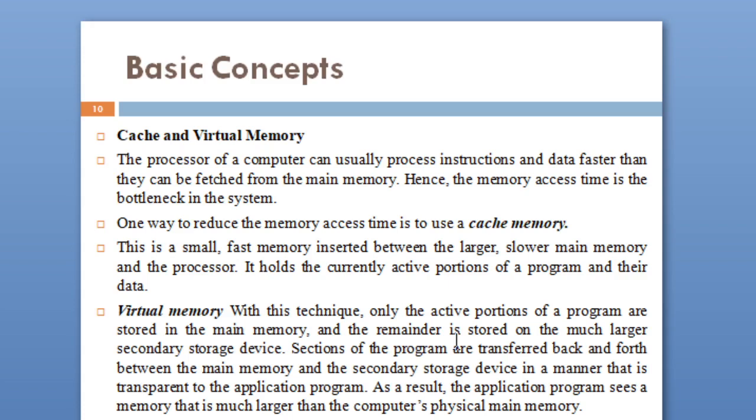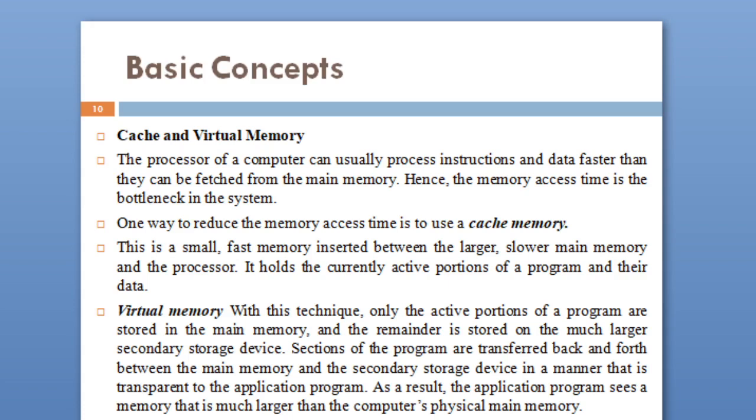So, cache and virtual memory. Here, the processor of a computer can usually process instructions and transfer data faster than they can be fetched from the main memory. Hence, the memory access time is the bottleneck in the system, because whenever the processor wants to fetch any opcode or operand value, it has to go back to the main memory and fetch the value from it. If that operand value is required again in the next instruction, it again has to fetch it from the main memory. So there is a bottleneck in the system because of the memory access time.